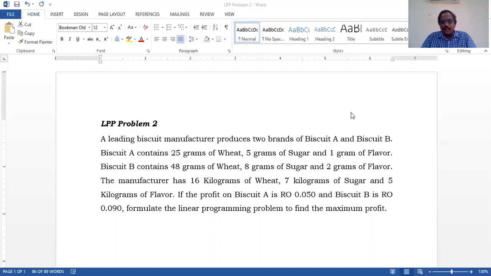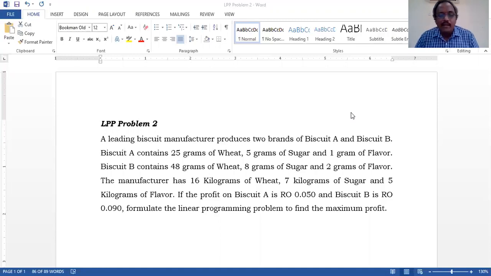So we are going to use the same idea. When we check, they have given that the manufacturer is producing two products, one is A and the second one is B. And the composition, the requirements, are given. Biscuit A requires 25 grams of wheat, 5 grams of sugar, and 1 gram of flavor. Biscuit B contains 48 grams of wheat, 8 grams of sugar, and 2 grams of flavor. And then the availability, the resources, are given. The manufacturer has 16 kilograms of wheat, 7 kilograms of sugar, and 5 kilograms of flavor. And then they have given the profit, 0.050 and 0.090.